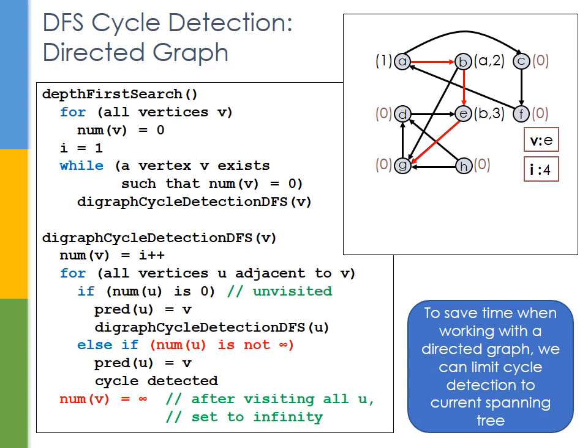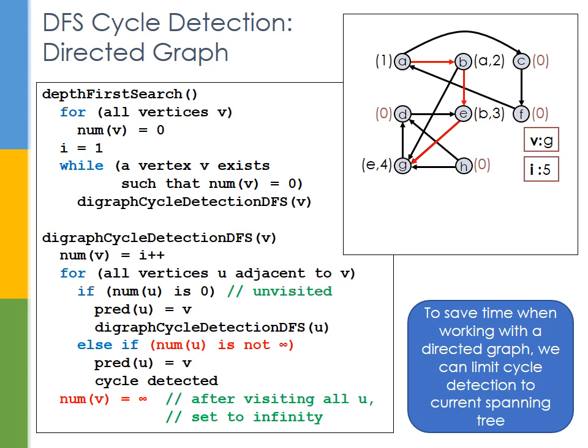We then look at the number for vertex G, which we see is 0, so we need to set the predecessor for vertex G to the current vertex, which is E at this point. We then call our recursive function again, so now the vertex that we are considering is G, that's the current vertex, and we need to update the number for vertex G. So we update G's number to i's current value, which is 4, and we increment I to 5.